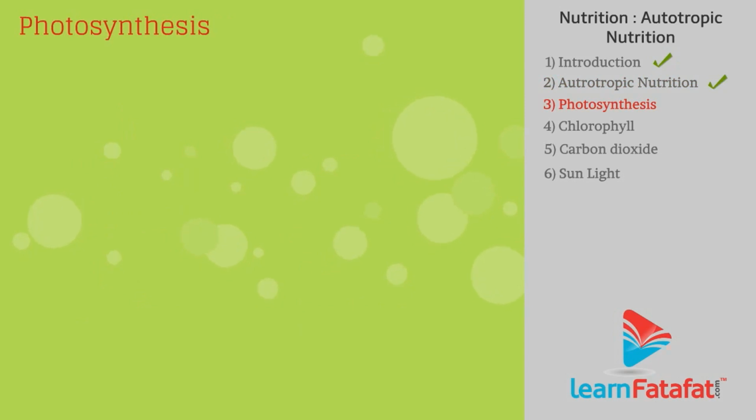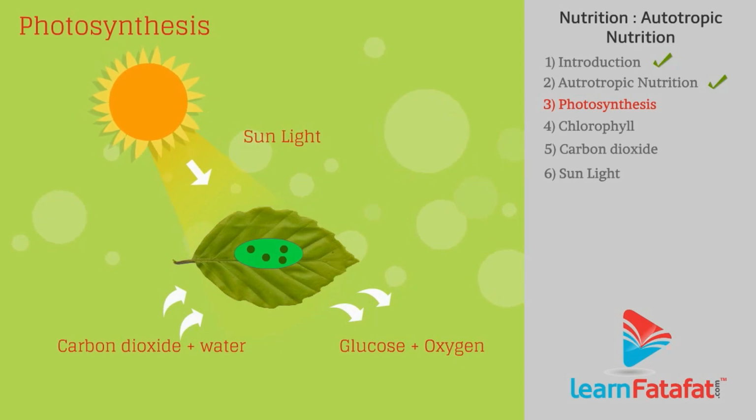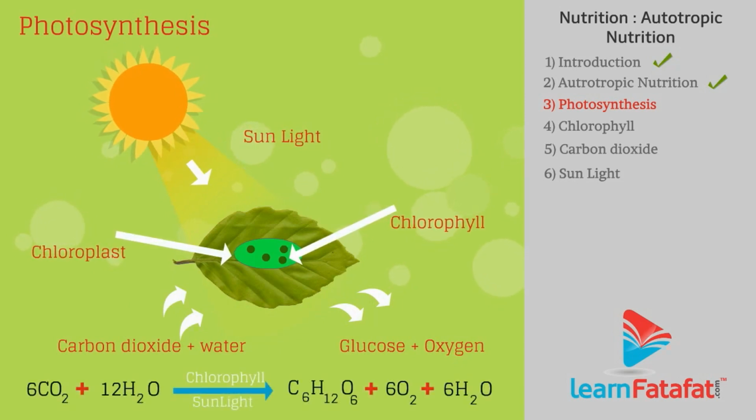Photosynthesis. Autotrophs convert carbon dioxide and water into a stored form of energy, that is glucose, with the help of sunlight and chlorophyll. This process is known as photosynthesis.